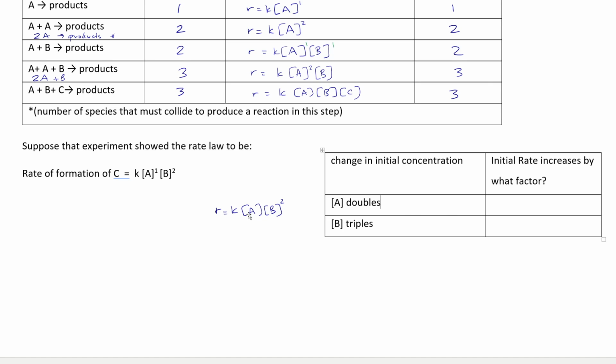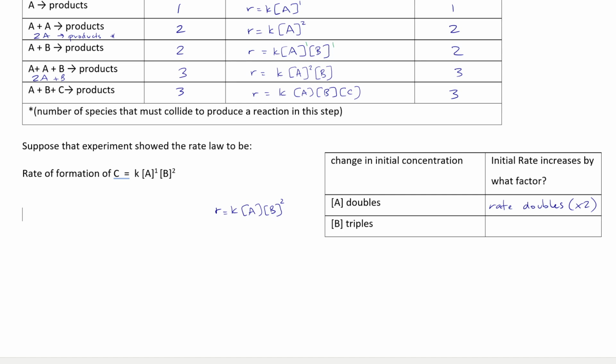If you doubled your concentration of A, what effect would that have on the rate? Well, since A is raised to the power of 1 and we multiply the concentration by 2, then the rate will get multiplied by 2. So the rate would also double. We would say that the rate doubles, by a factor of 2.